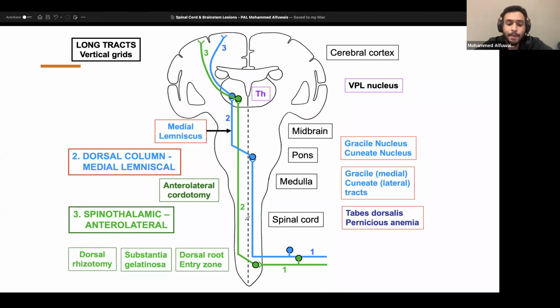So let's just say that just the dorsal column is cut on this side, on the right side. Can someone tell me where the patient would lose pain and temperature sensation? Pain and temperature. Contralateral. Okay, so if this is right and this is left, which side? Good. Perfect. Where would the patient lose vibration and conscious proprioception? Perfect. Good job. So that's the concept.